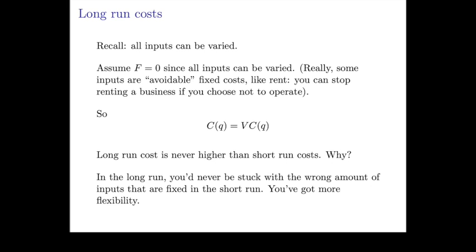Now, in the long run, your cost is never going to be higher to produce Q units than in the short run. Why? Well, it's simply because anything you could do in the short run, you could do in the long run. But the converse is not true. In the long run, you could pick the optimal level of capital, but in the short run, you're stuck with some level of capital. You can only optimize the level of labor that you use. So whatever you would do in the short run, you can do in the long run. But in the long run, you have more flexibility in terms of the fixed input, or rather the input that would be fixed in the short run.